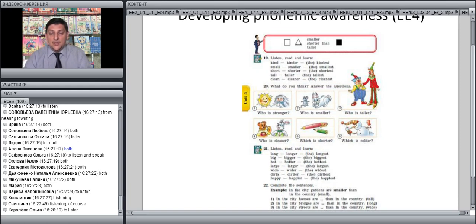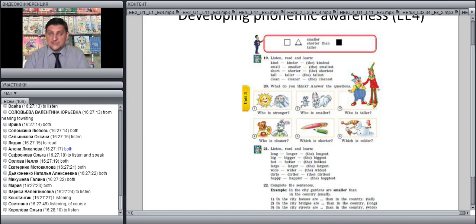So, for example, this is the way we develop phonemic awareness in Enjoy English textbooks. Exercise 19 is mainly dedicated to teaching grammar to students. We talk about degrees of comparison, but at the same time we develop phonemic awareness, because look at the task: listen, read and learn. First of all, we teach students to listen, and they listen to phrases like kind, kinder, the kindest, small, smaller, the smallest. The difference between the two forms, kind and kinder, in speech is a very small one, much smaller than in writing, because the only difference is that schwa sound, which is very, very short.